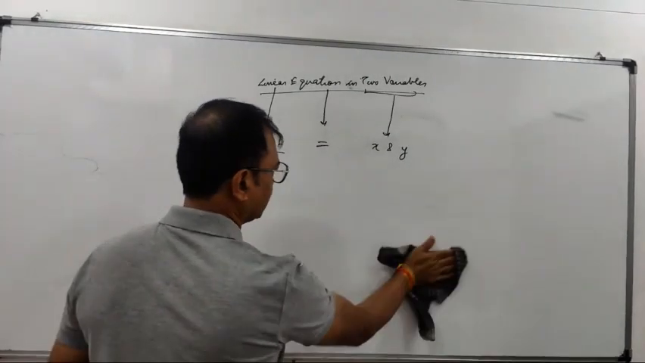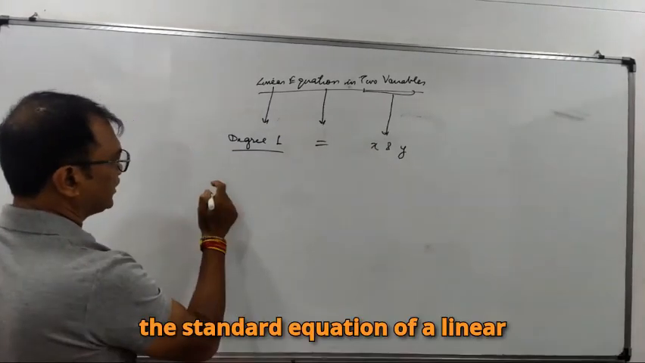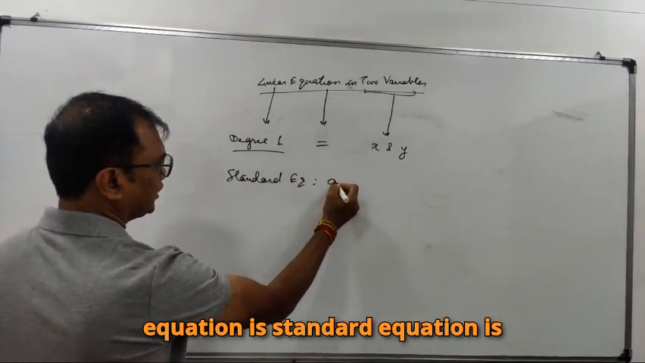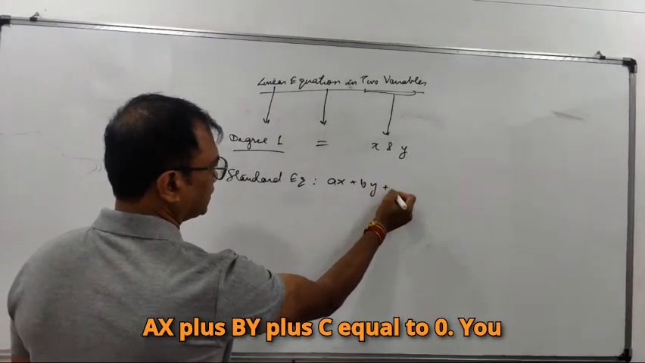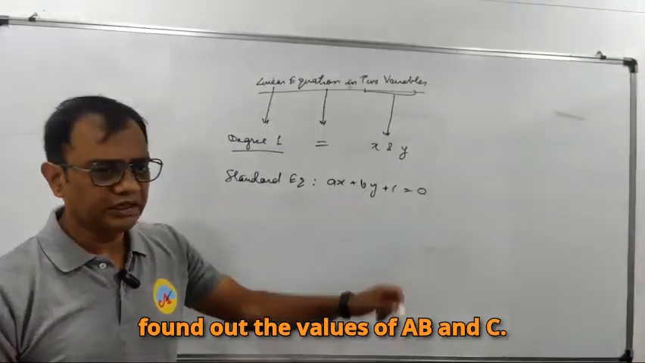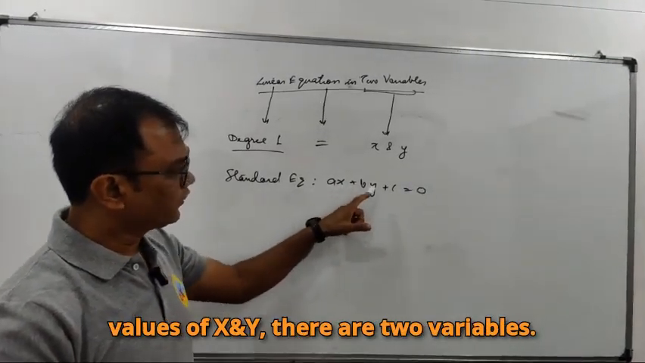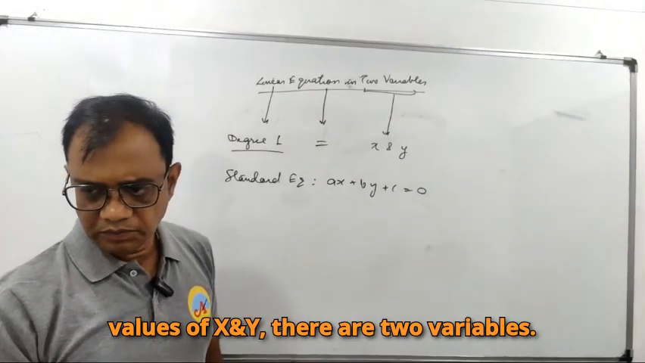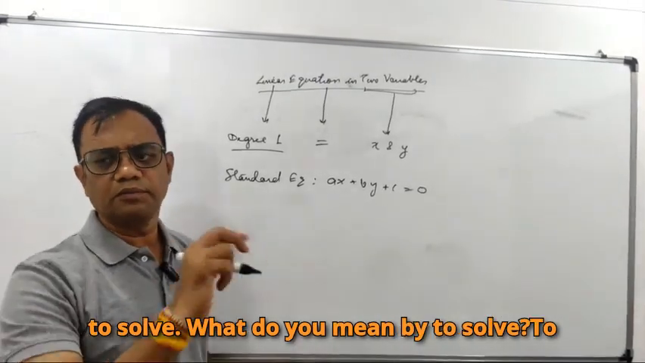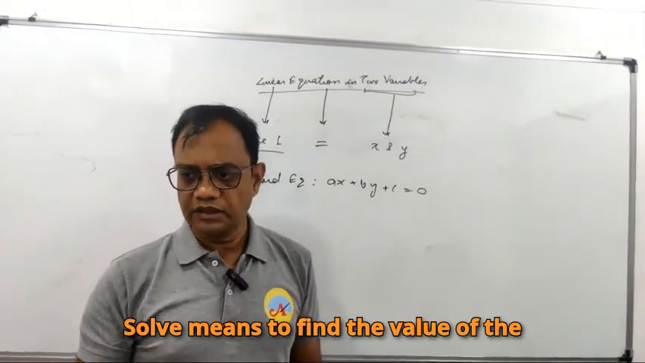So first of all, the standard equation of a linear equation is ax plus by plus c equal to 0. You have studied in 9th standard, where you found out the values of a, b and c. But since you are going to find out the values of x and y, there are two variables, you need two equations to solve. If it is one variable, you need only one equation to solve. What do you mean by to solve? To solve means find the value of that variable.